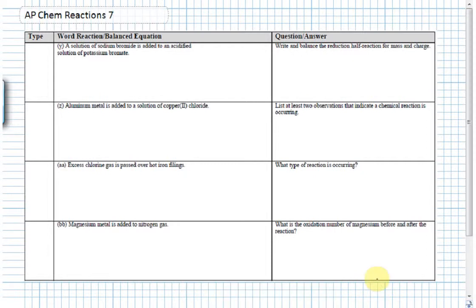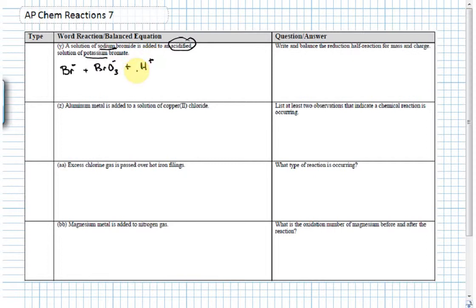A solution of sodium bromide is added to acidified solution of potassium bromate. First of all, I see sodium here, I see potassium here, spectator, so I know I'm not dealing with this. So right away, I can write down bromide. I can write down bromate. And then an acidified solution. Always a tip-off that this could be a redox reaction if they're talking about the solution being acidified or basic. Remember, redox reactions generally require either hydrogen ion or hydroxide. So we're going to put some H plus in here.